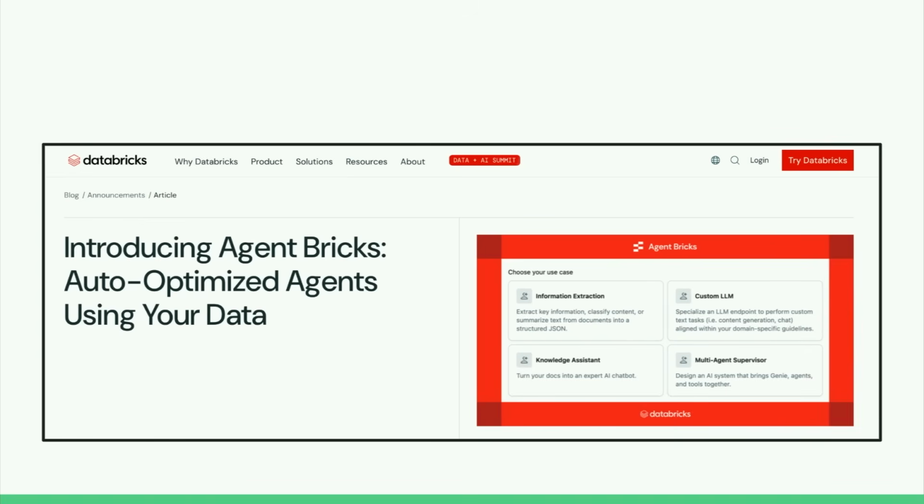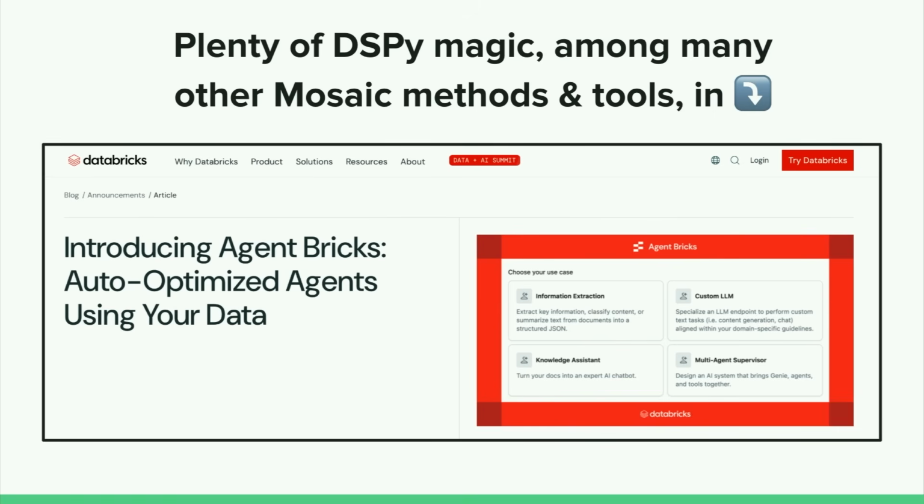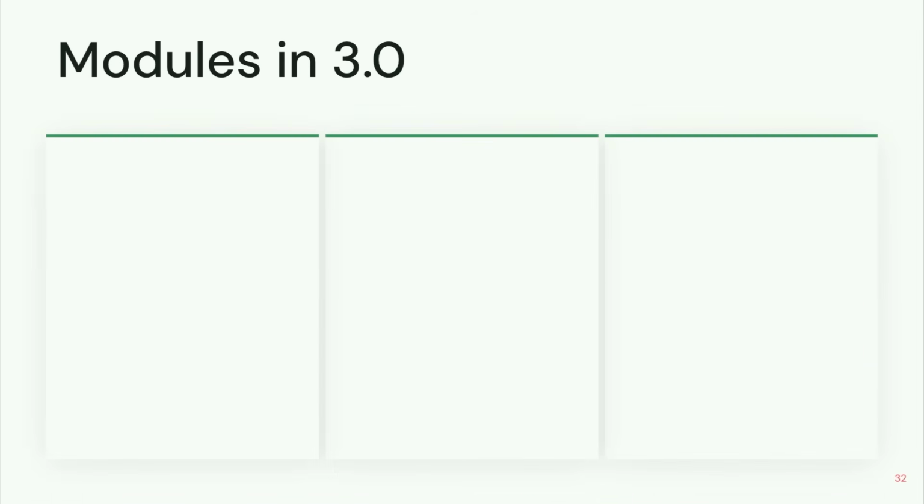You've probably heard today in the keynote the announcement of the Agentbricks. This includes a lot of Mosaic magic and tools, but it also includes plenty of DSPy magic in there, especially in the two I mentioned earlier, Knowledge Assistant and information extraction. And having discussed modules, let me tell you all about what's new in them.